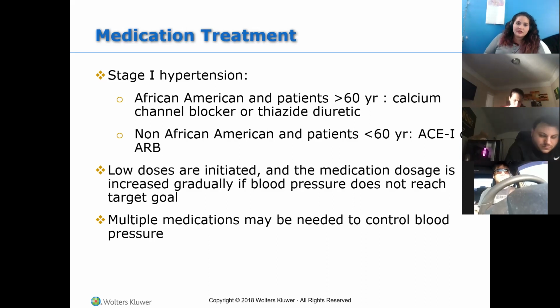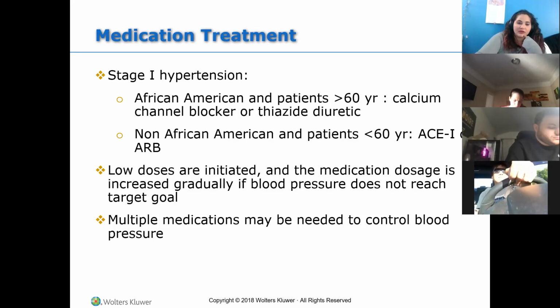Okay, so low doses are initiated and the medication dosage is increased gradually if blood pressure does not reach the targeted goal. Multiple medications may be needed to control blood pressure.